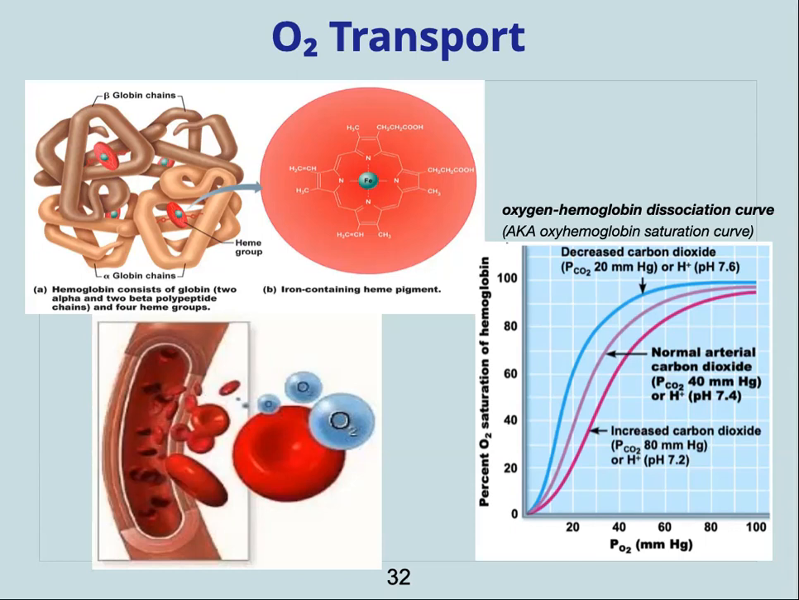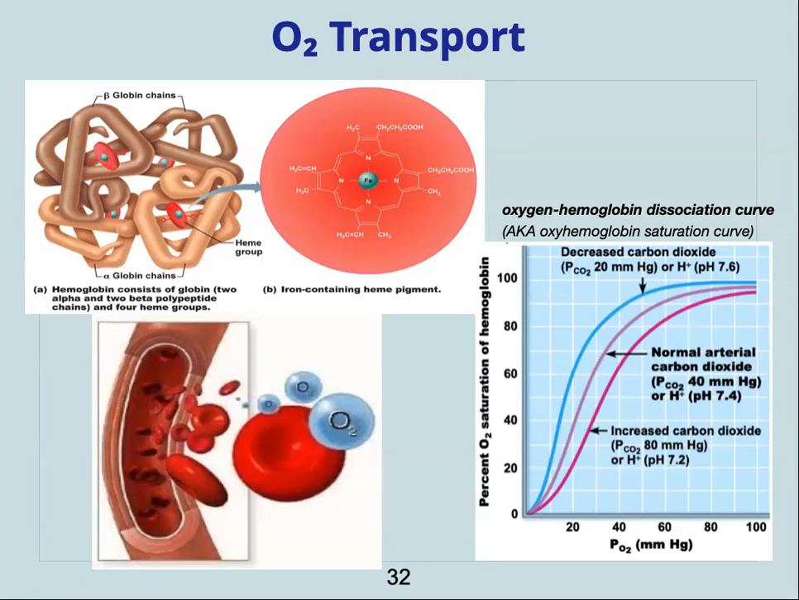Each polypeptide chain has an iron-containing heme group. And that iron in the center of the heme group can bind to oxygen. So that means each hemoglobin molecule can bind up to 4 oxygen molecules. In the bound state, the hemoglobin is called oxyhemoglobin. And in its reduced state, that is, after it has released the oxygen, it is called deoxyhemoglobin.